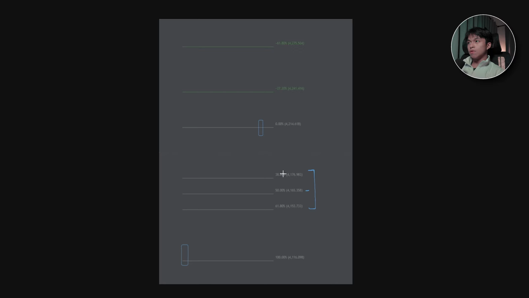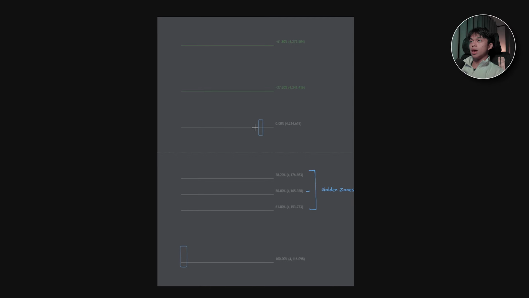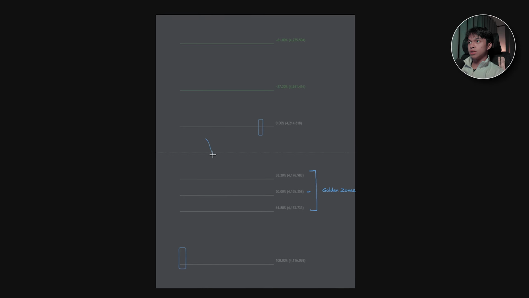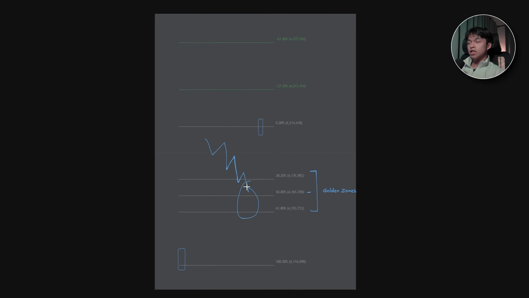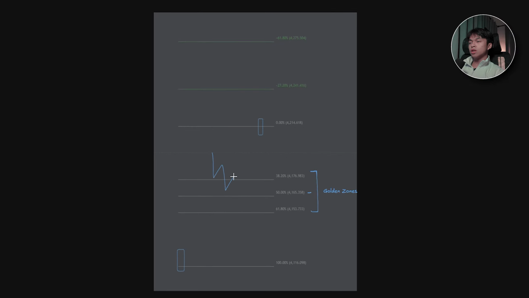Now, these 3 levels are what I like to call the golden zones, okay? Meaning, when you have your lows and your highs, this is going to be the perfect time to wait for a pullback to these levels, right? Something like this. And you want to be looking for lower time frame confirmations around these specific levels to play to the upside.